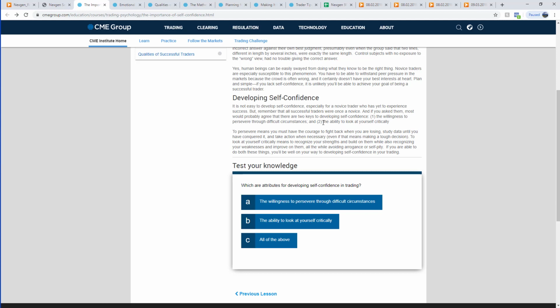So, there are two key factors for developing confidence. I'm just reading: the willingness to persevere through difficult circumstances, and the ability to look at yourself critically. This number 2 part is where I come in, because you can rationalize any way that you want on God's green earth.